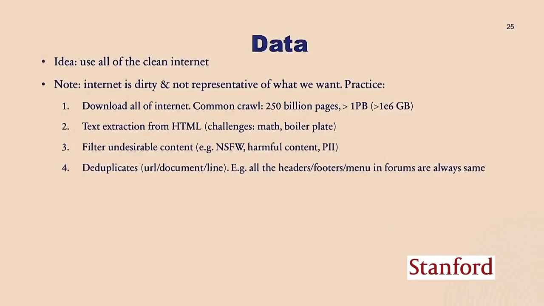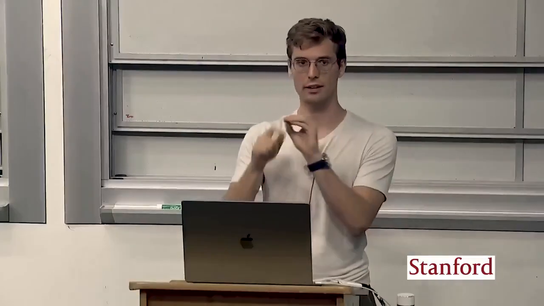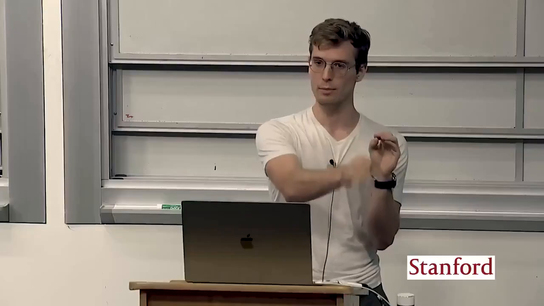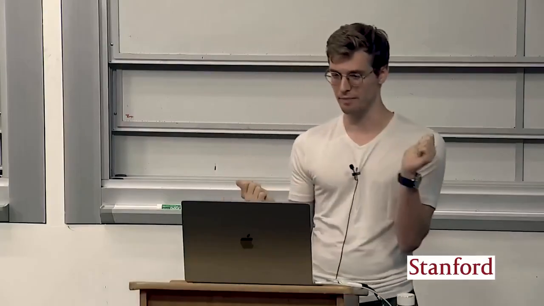The fourth step is deduplication. As I said, you might have things like headers and footers in forums that are always the same. You want to remove that. Another thing you might have is a lot of URLs that are different but actually show the same website. You might also have a lot of paragraphs from common books that are duplicated 1,000 times or 10,000 times on the internet. So you have to deduplicate. This is also very challenging because you have to do that at scale.